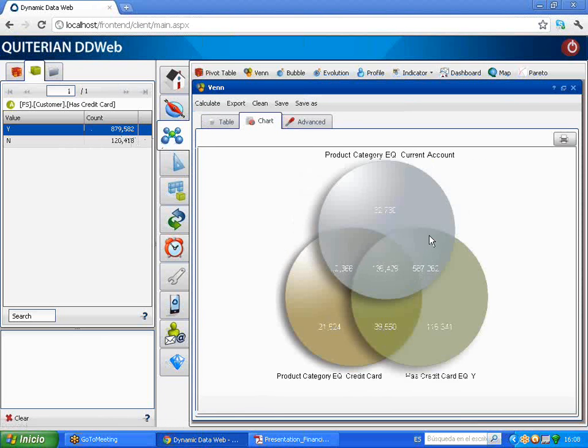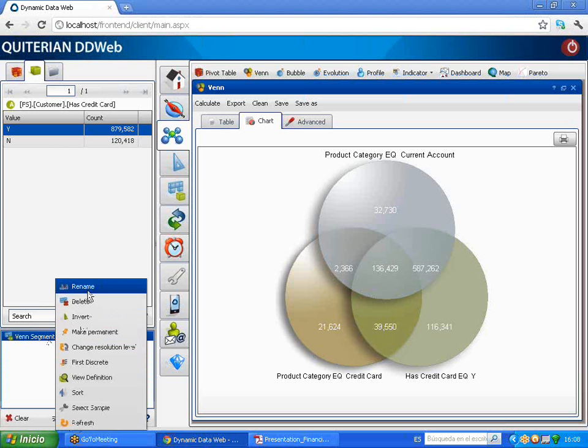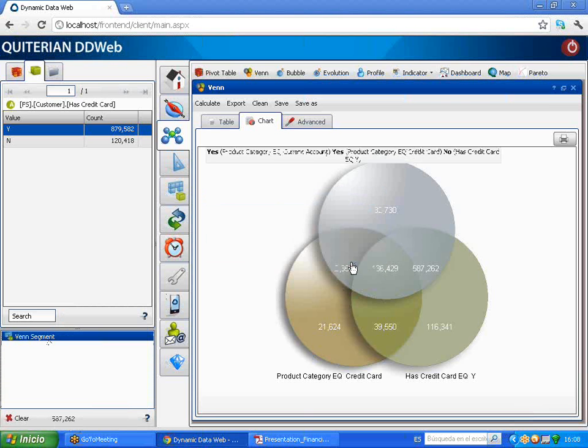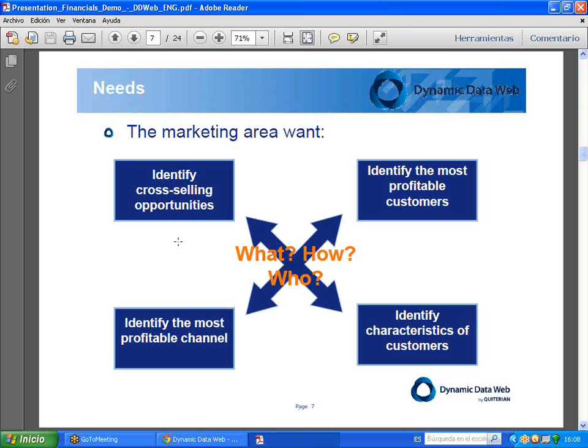Look, these are the people who have a current account with us. These are the people who have a credit card with us. And these are the people who responded, yes, I have a credit card from another bank. So look, this group of people has a current account with us, but the credit card is with another bank. So it's the right people to try to, let's say, get into our bank. So let me click over it, and you will find that more than 500,000 people are there. Let me rename it. Let me call them credit card prospects, for example. Okay. So in less than 2 minutes, we were able to identify a cross-selling opportunity.